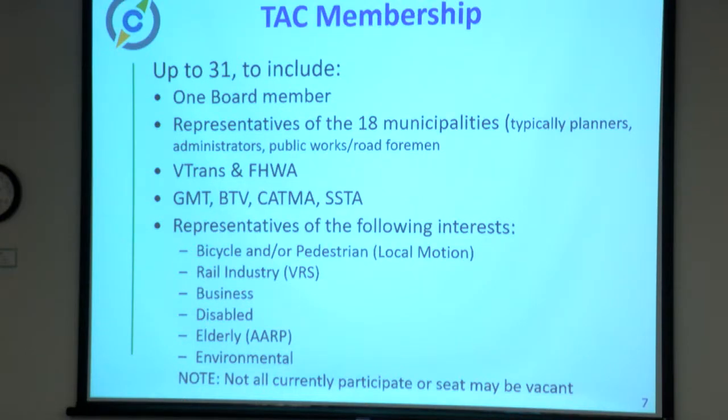We also have VTrans at the table, as well as the Federal Highway Administration. And then we have our other modal partners, like Green Mountain Transit, the airport, CATMA, and SSTA. And then we have these other interests that are on the board as well: bike and ped, rail, business, disabled. You can see them all here.